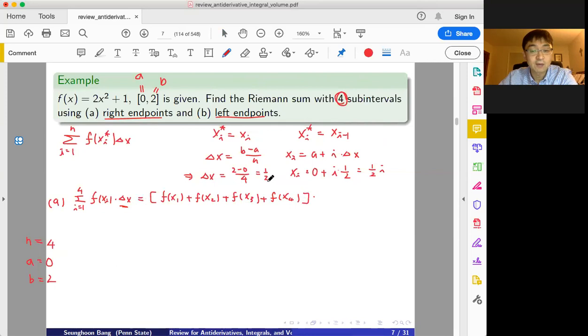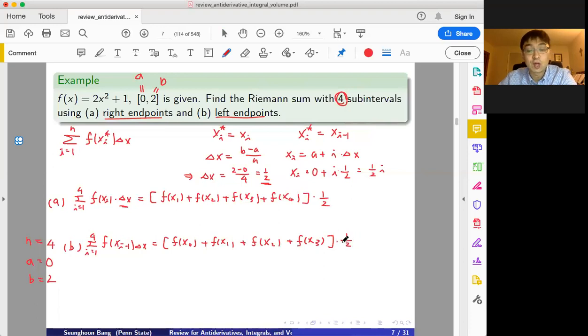Delta x is, we have it here, 1 over 2. This equation. What's the answer of B? The answer of B is the summation i equal to 1 to 4 of f of x_(i-1) times delta x. The same. You plug 1 into i. The first term is f of x0 plus f of x1 plus f of x2 plus f of x3 times delta x, 1 over 2.